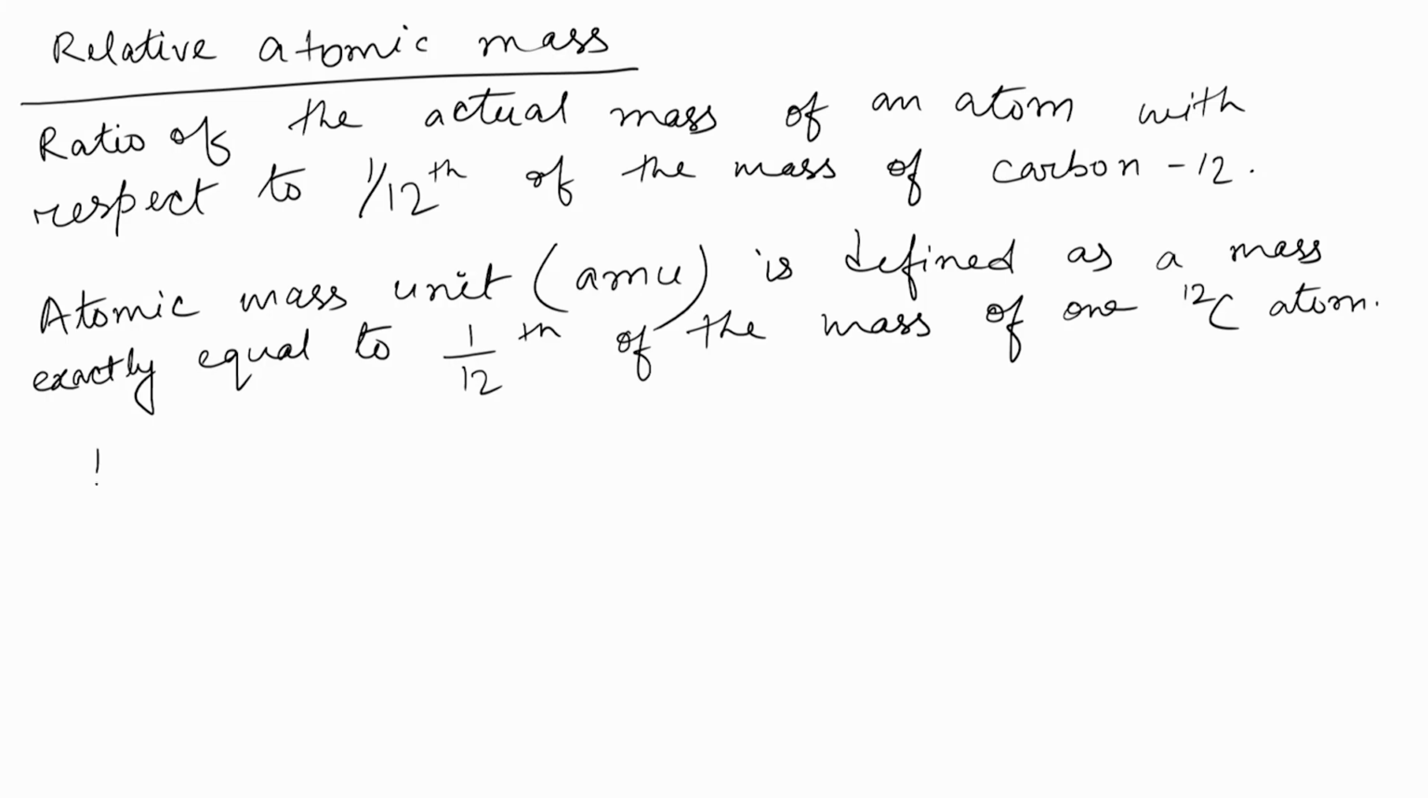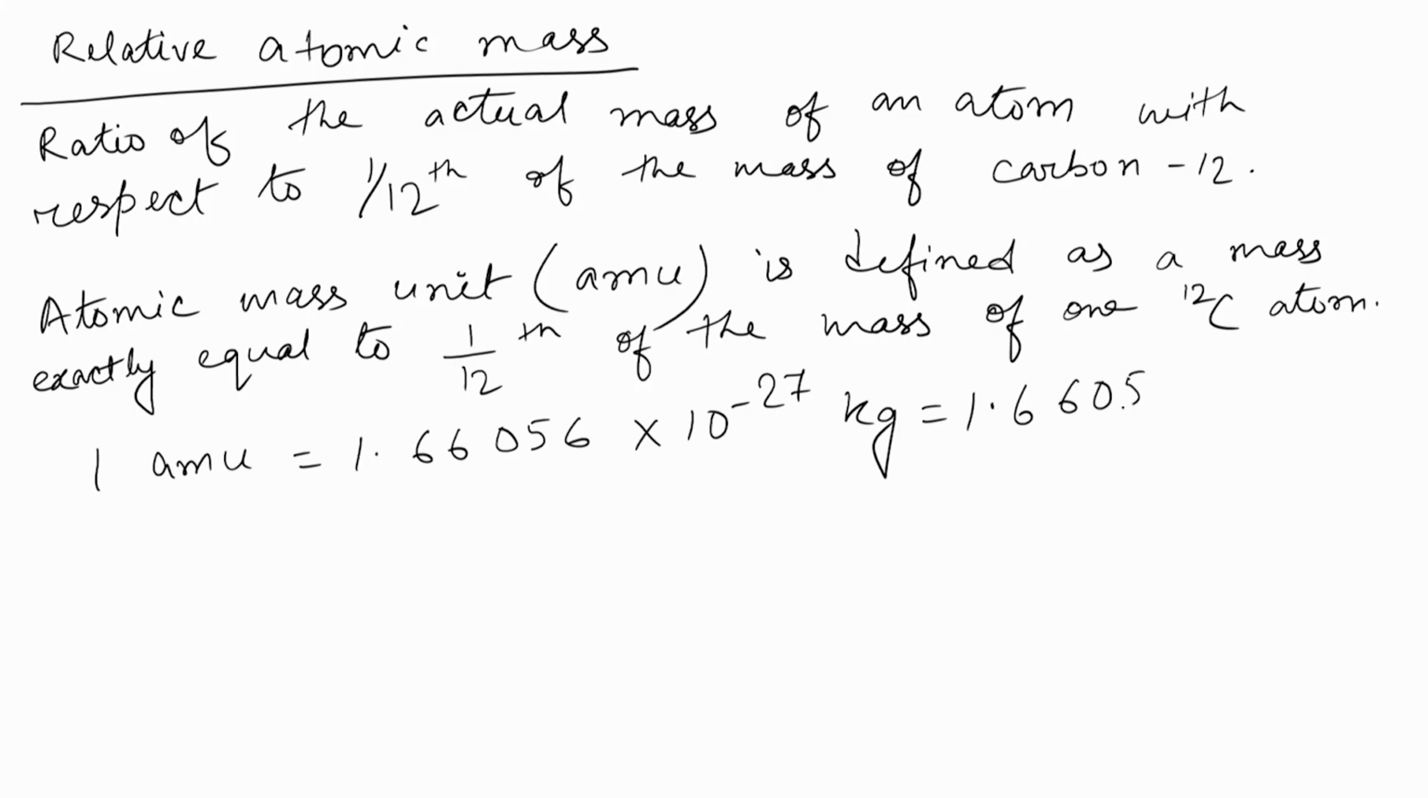So, 1 AMU is equal to 1.66056 into 10 to the power minus 27 kg, which is equal to 1.66056 into 10 to the power minus 24 grams. This is the relation between 1 AMU and kg, which is the SI unit of mass.